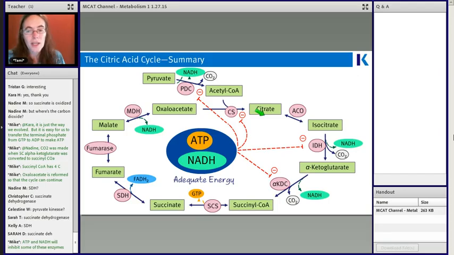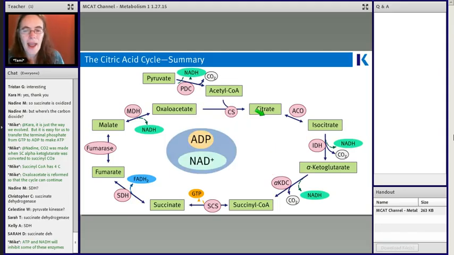So when I look at these, the only one that does not produce NADH is going to be CS. It also will not inhibit oxaloacetate. That last step is not going to be inhibited. But every other place where I make NADH, this will be inhibited.